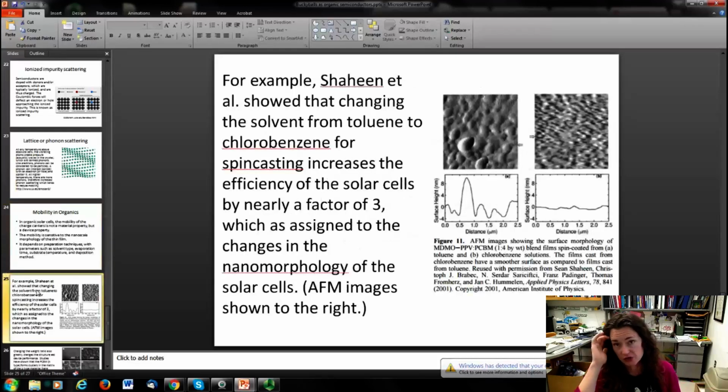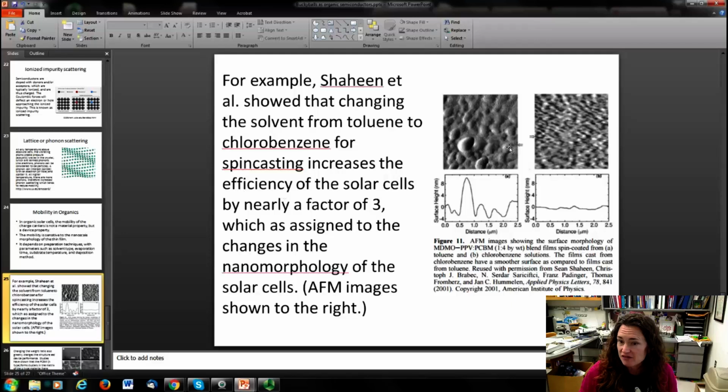So for example, here's some studies that I'm going to quote and show you cool pictures from where they studied device performance and how it went along with the preparation of the device. So Shaheen here and colleagues showed that changing the solvent from toluene to chlorobenzene when you were spin casting your films increased the efficiency of the solar cells by nearly a factor of 3. And they cited the reason for this as changes in the structure of the solar cells on the nanoscale.